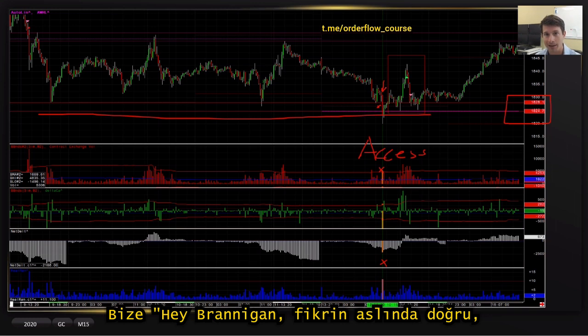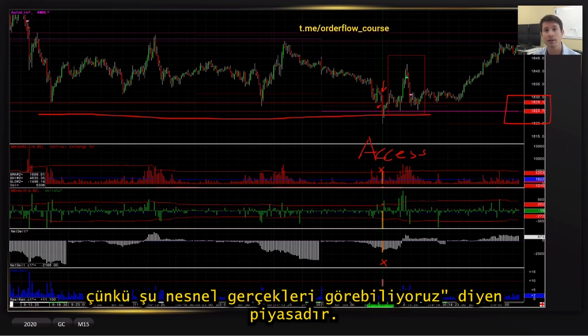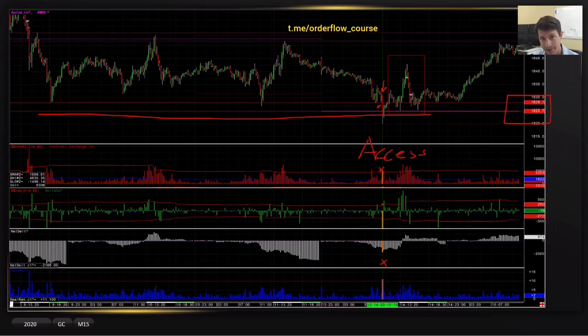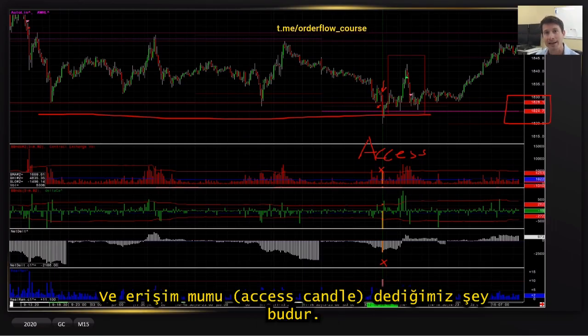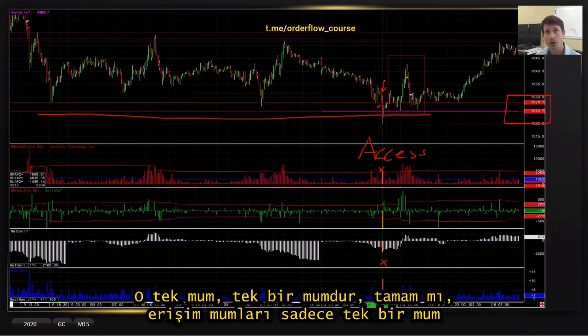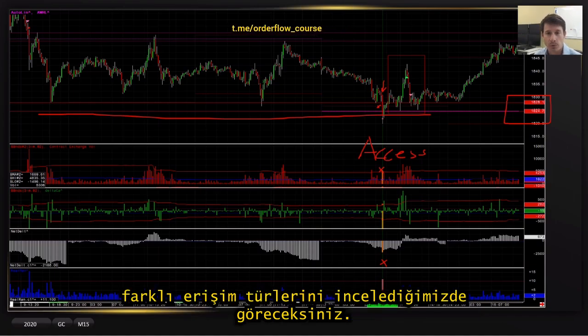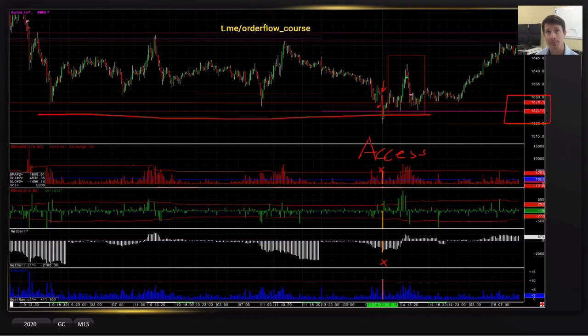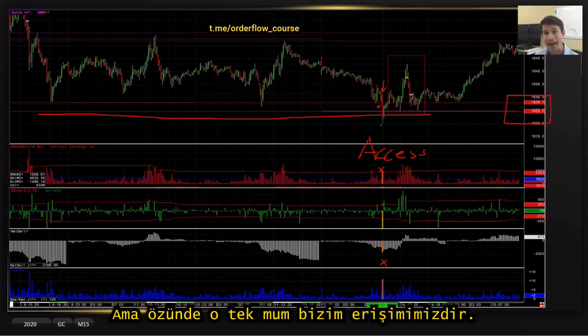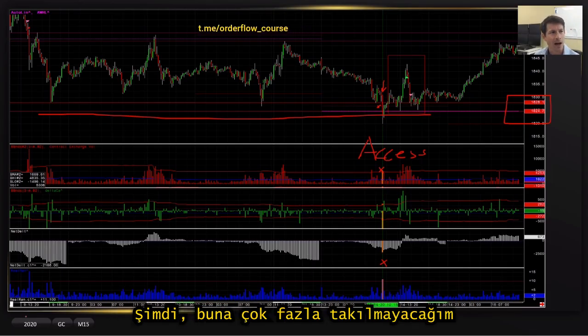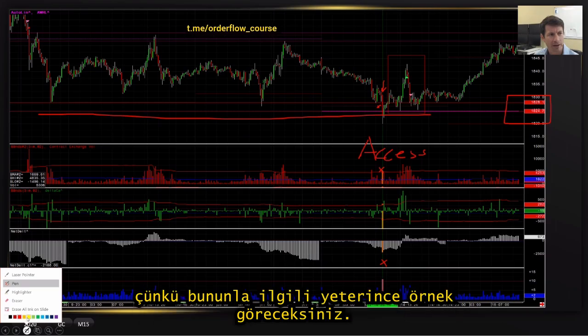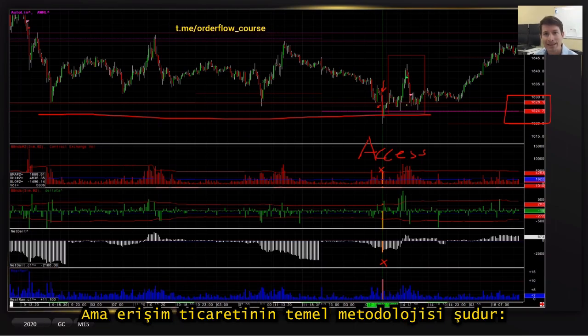It's the market that's saying, hey Brannigan, your idea is actually right because we can see the following objective facts. And that's what the axis candle is. So that very candle there, it's a single candle, right? Axis candles are just a single candle or formation, as you'll see when we go through the different axis types. But in essence, that one candle is our axis. Now, I'm not going to get too stuck in it because you're going to get enough examples of this. But the basic methodology of axis trading.